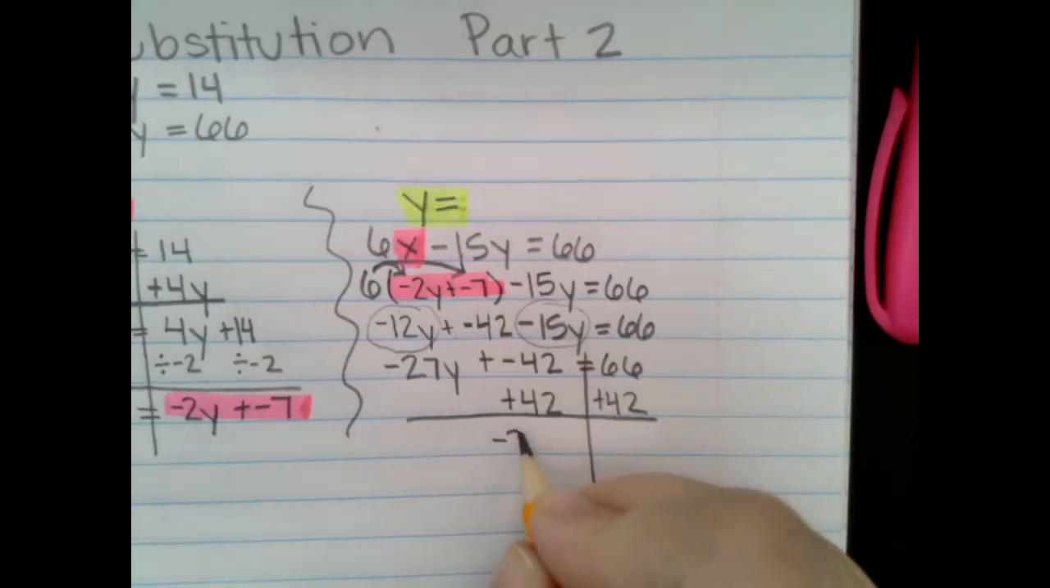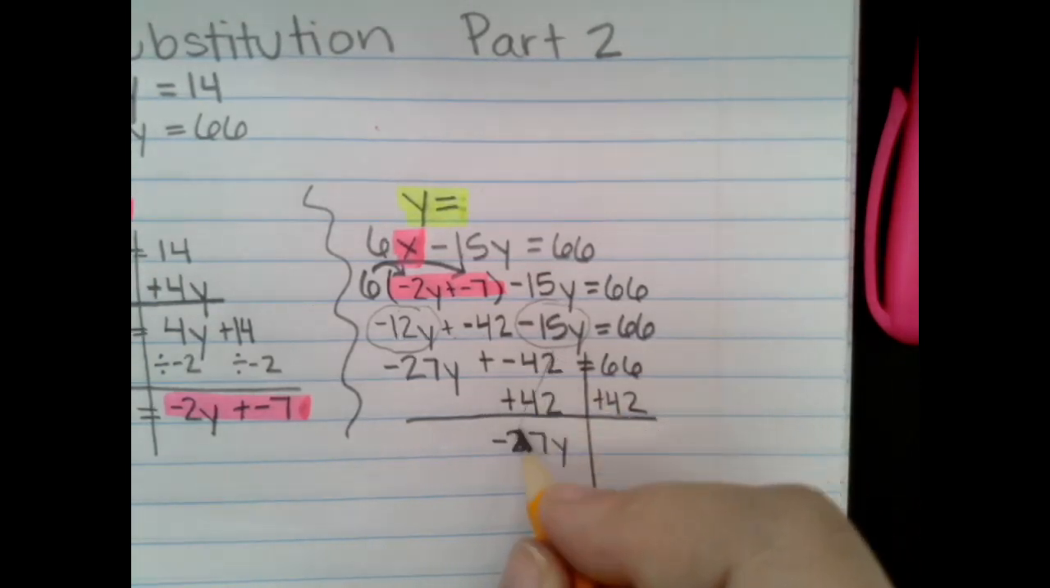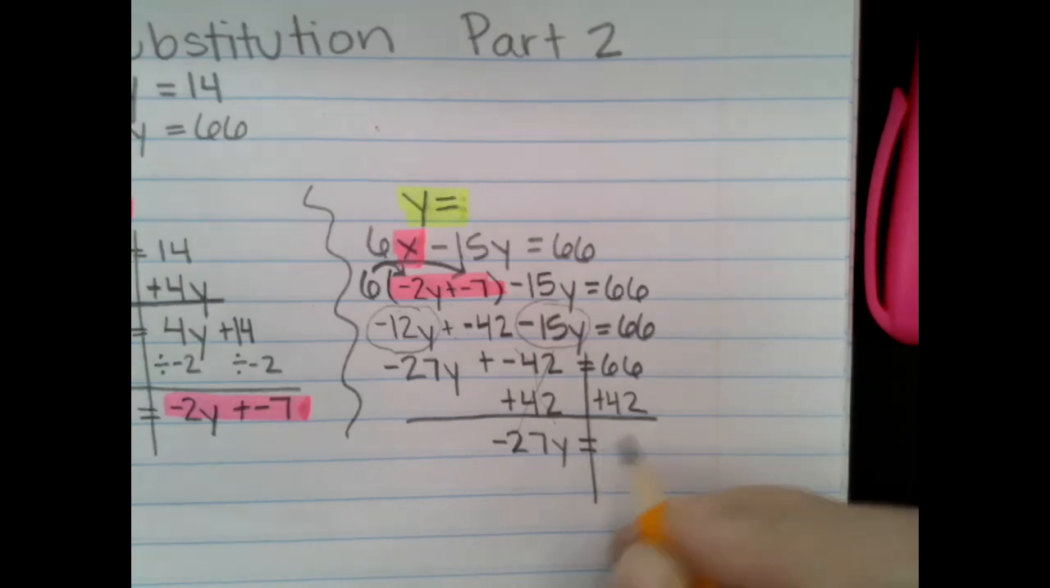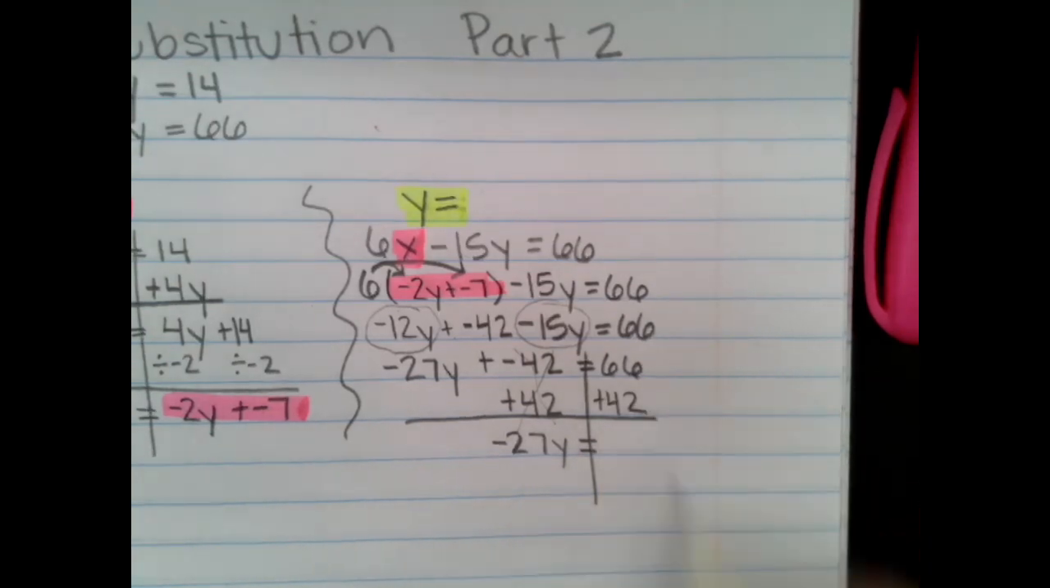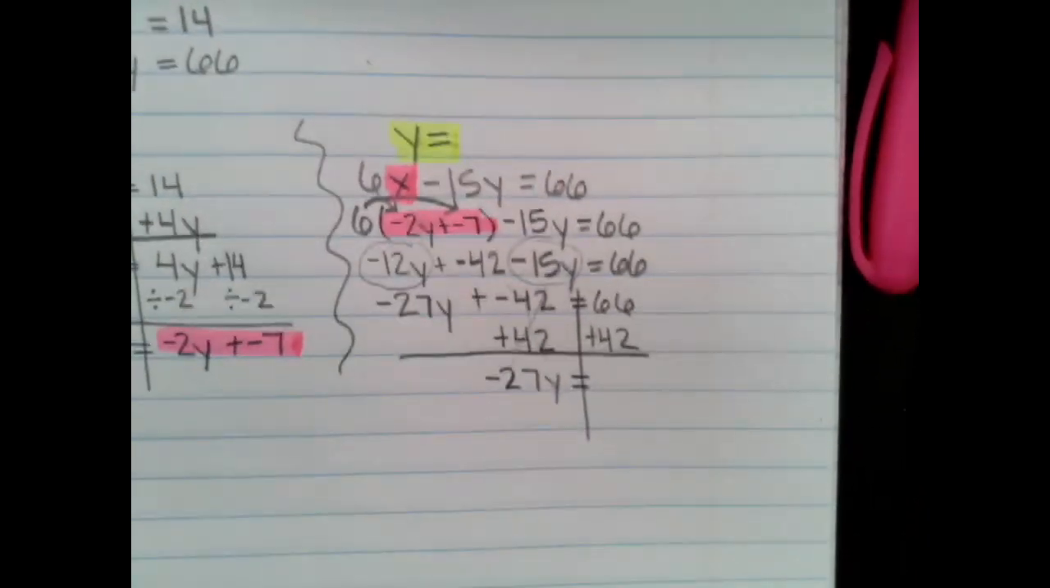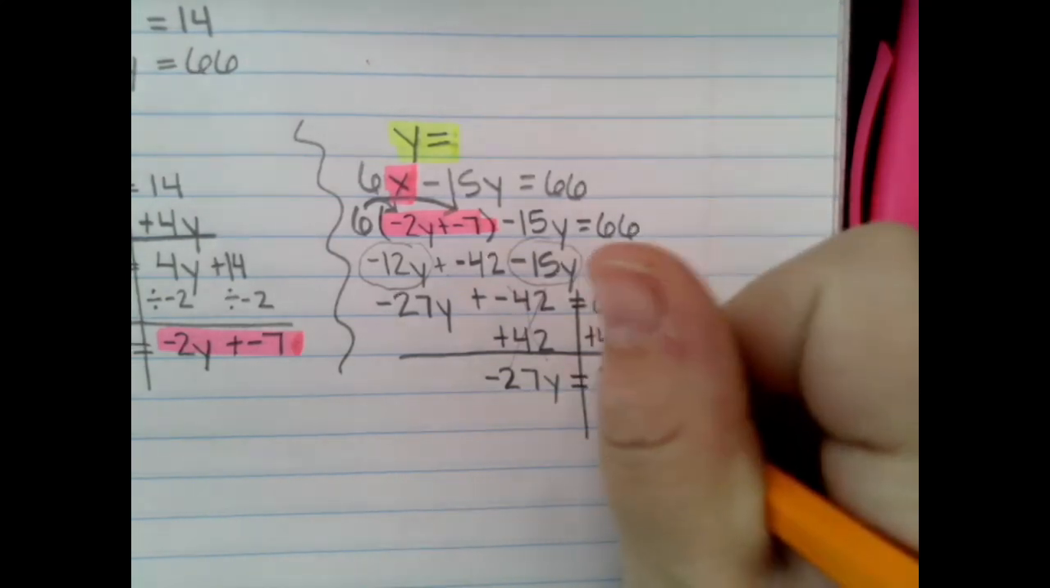Negative 27y, because this undoes it. We don't have to do that part. The math we do need to do is this side, the 66 plus 42. Okay. Ian, what'd you get for 66 plus 42? 108. Beautiful.